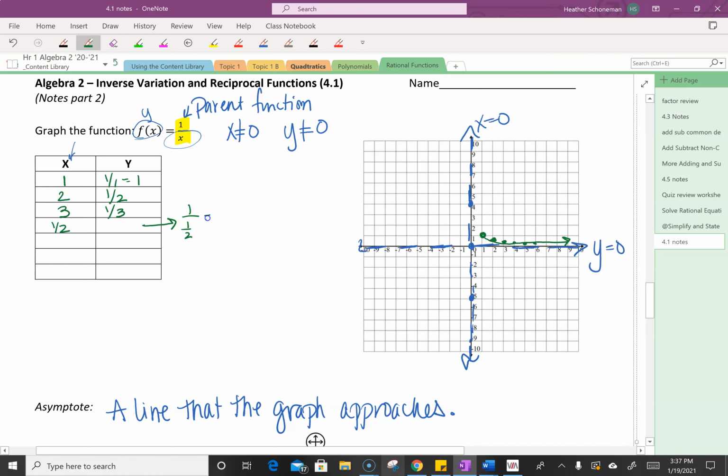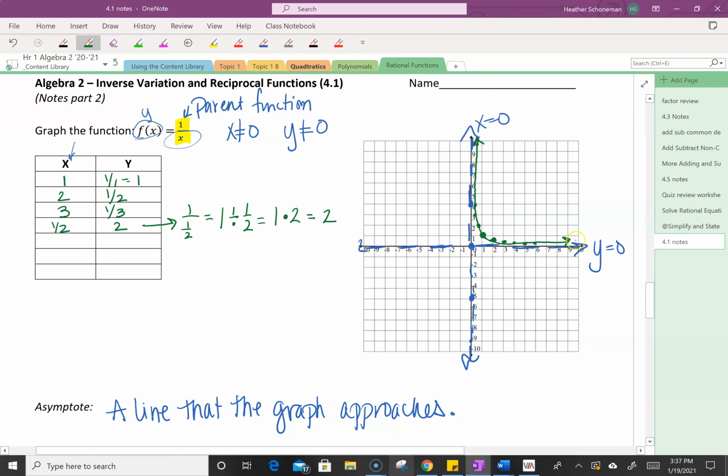Well, that's really weird. But a fraction bar means division, so this is really 1 divided by 1/2. Well, that's still weird. I can't divide by a fraction, so instead I multiply by the reciprocal. So this is 1 times, the reciprocal of 1/2 is 2. Well, 1 times 2 is 2. So if I plug in 1/2, I get 2. With that same thinking, if I plug in 1/3, I get 3, and 1/4, I get 4. So this graph is going to keep going and get really close to that line but never touch it.